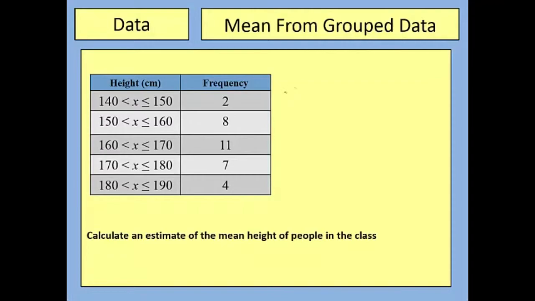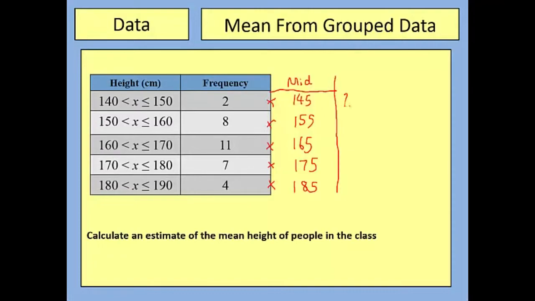Okay, here are the answers. So the first thing we do is we create our midpoint column. And the midpoints this time are slightly higher numbers. So we have got 145, 155, 165, 175, and 185. If we then multiply all of the frequencies by the midpoints, this will allow us to get the total heights, or an estimate of the total heights of people within those groups.